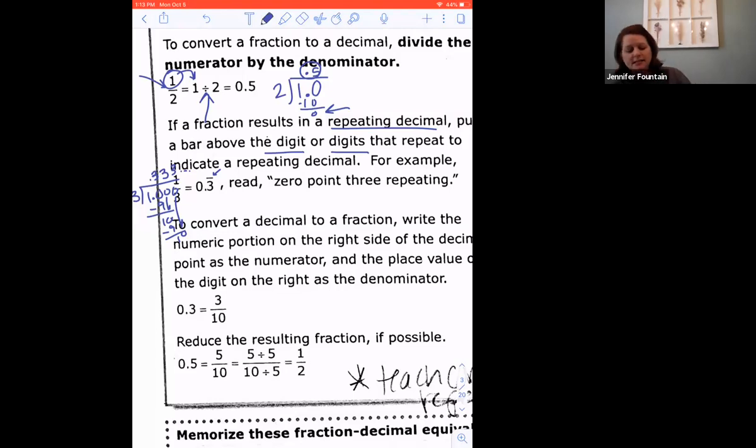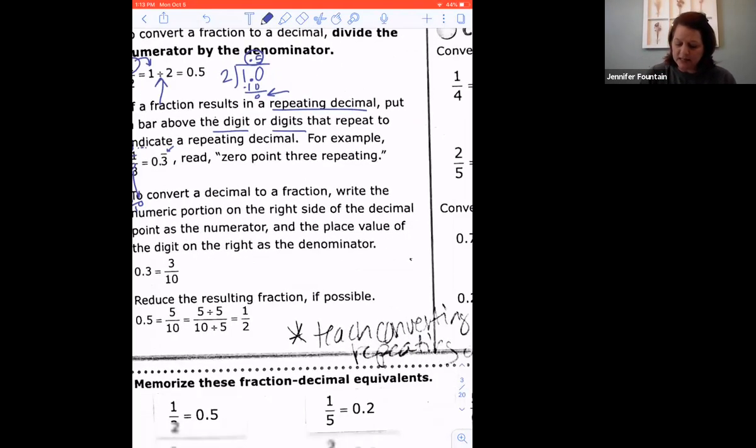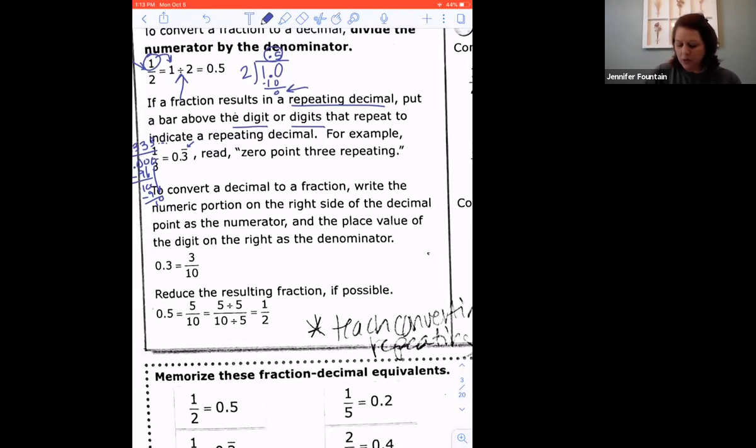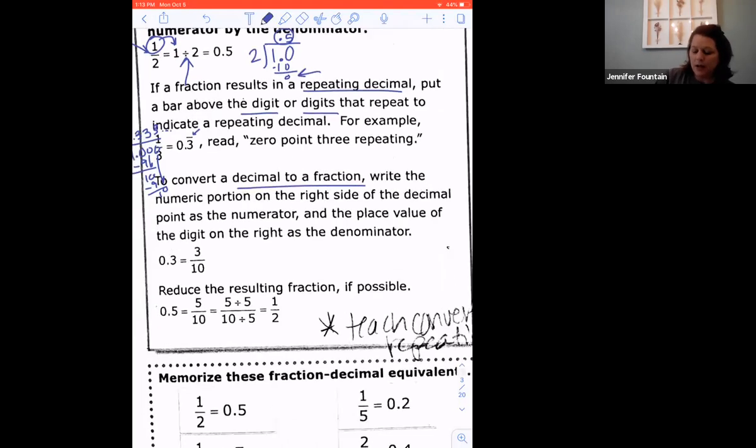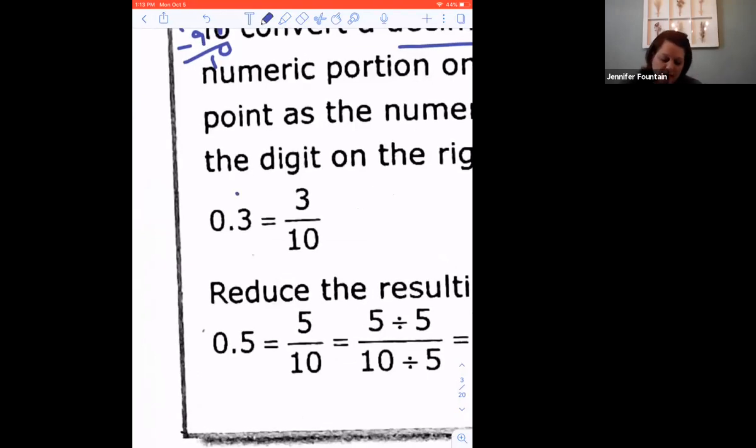Then it says to convert a decimal to a fraction, write the numeric portion on the right side of the decimal point as the numerator and the place value of the digit on the right as the denominator. So basically, to go from a decimal to a fraction. Remember how we talked about our place value, and this tells me tenths place. One digit after the decimal is my tenths place. So I use this as my numerator, and then because it's in the tenths place, 10 becomes my denominator. So 0.3 is equal to 3/10.